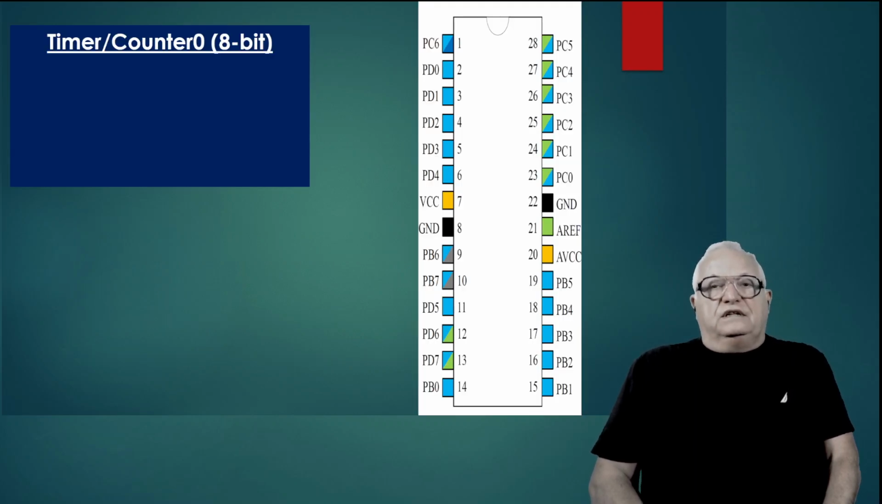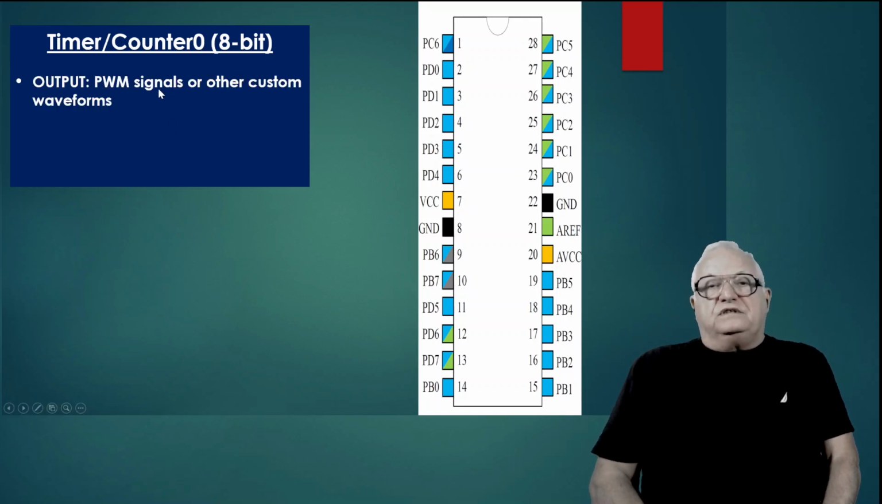Now, as I noted, the microcontroller can put out pulse width modulation signals. It has the capability to put out 2 PWM signals. One is called OC0A, which is associated with port PD6, pin 12. And the other output PWM pulse is called OC0B, which is associated with port PD5, and it would be physically pin 11.